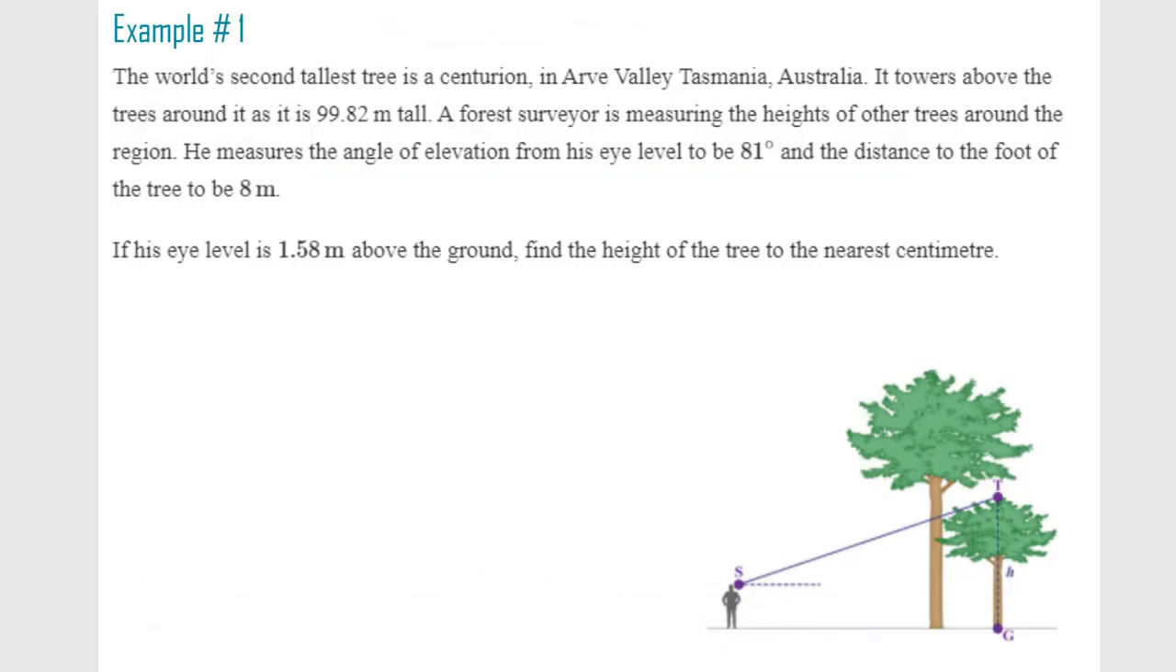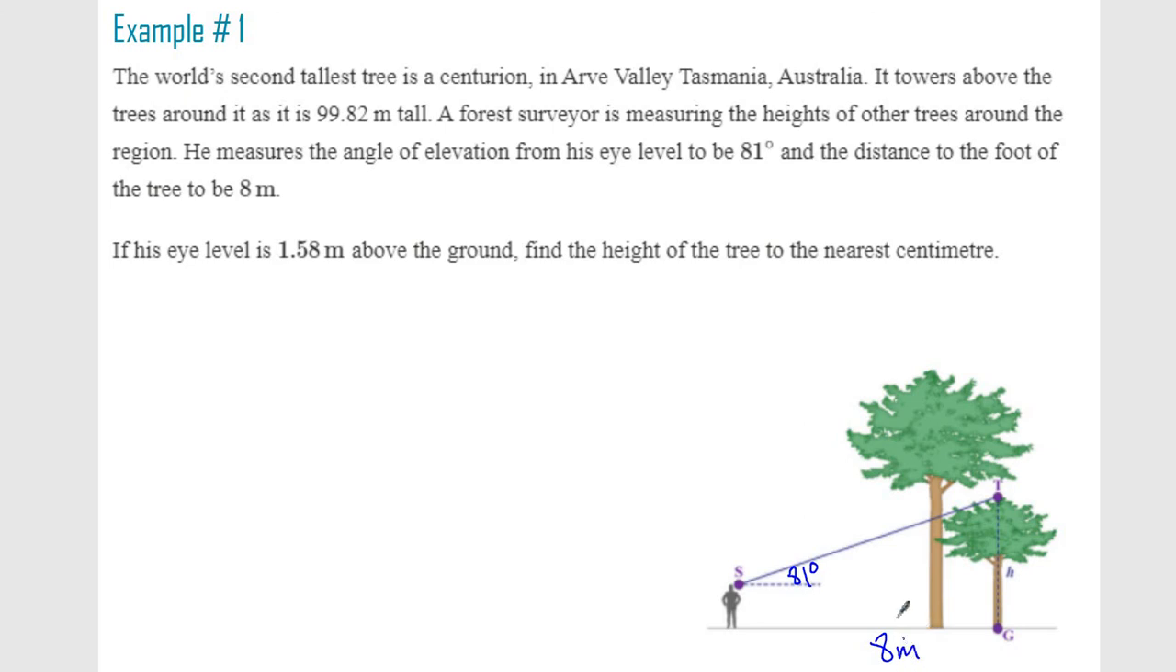So, of course, let's do an example. Take a minute, read this. We're going to work it out. So, we have an angle of elevation. So, his arm is out front and he raises it up to get 81 degrees. The distance to the tree is 8 meters.